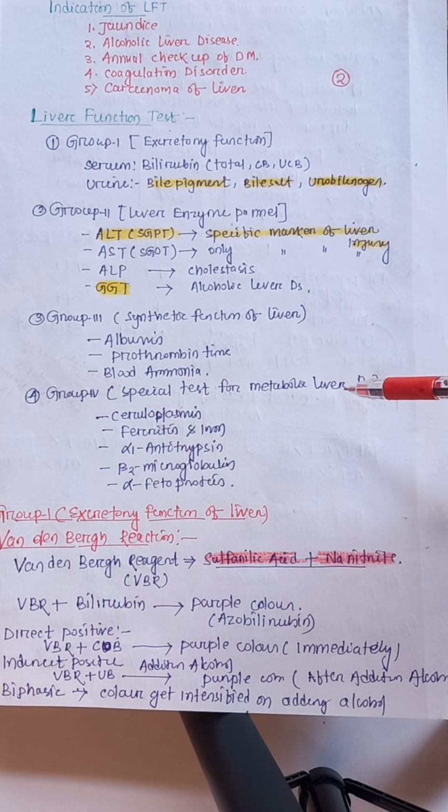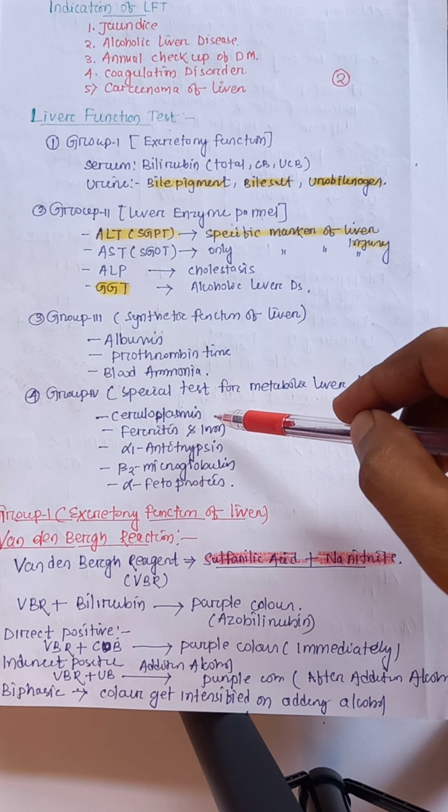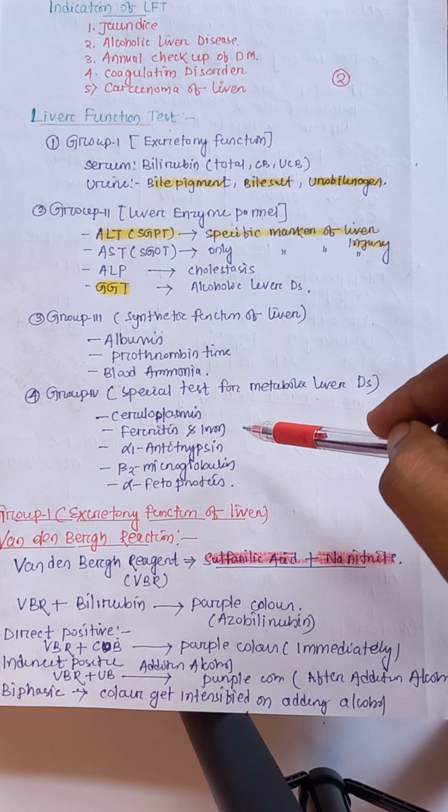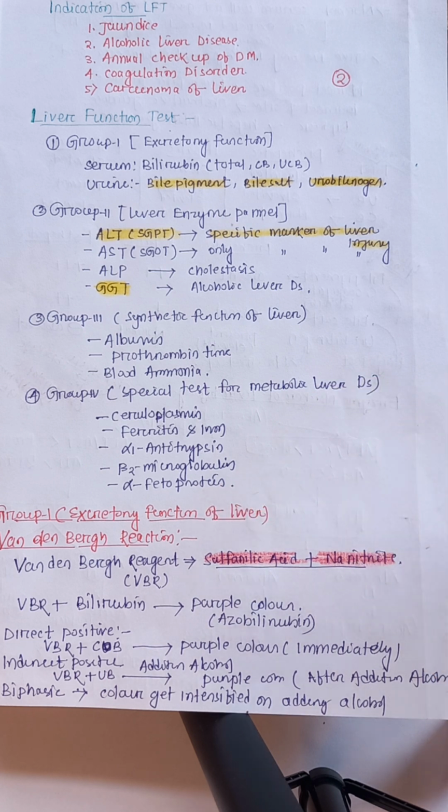And special tests for metabolic liver disease, like ceruloplasmin in Wilson disease, ferritin or iron-related tests in hemosiderosis, alpha 1 antitrypsin like in emphysema, alpha 2 macroglobulin, and alpha fetoprotein in hepatocellular carcinoma. Like this you will check for the liver enzymes.